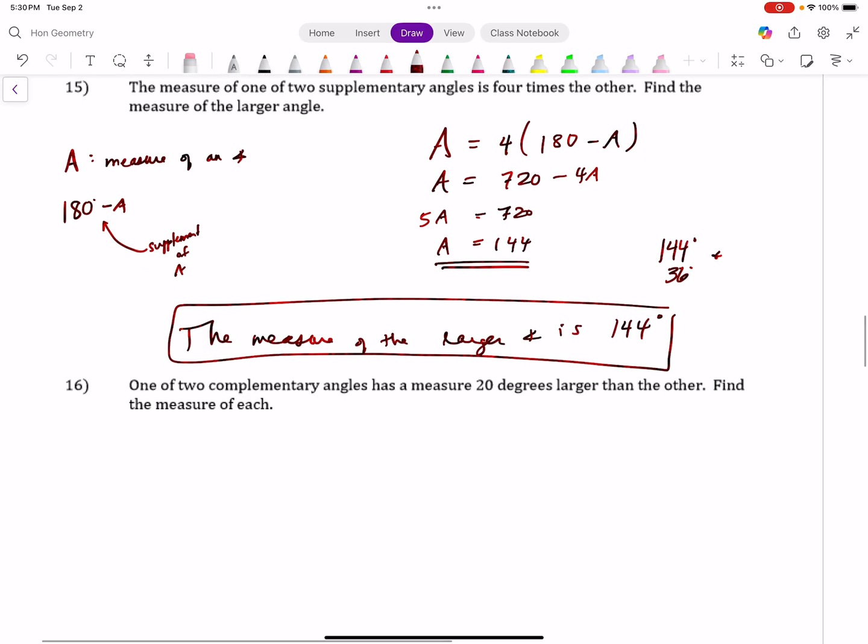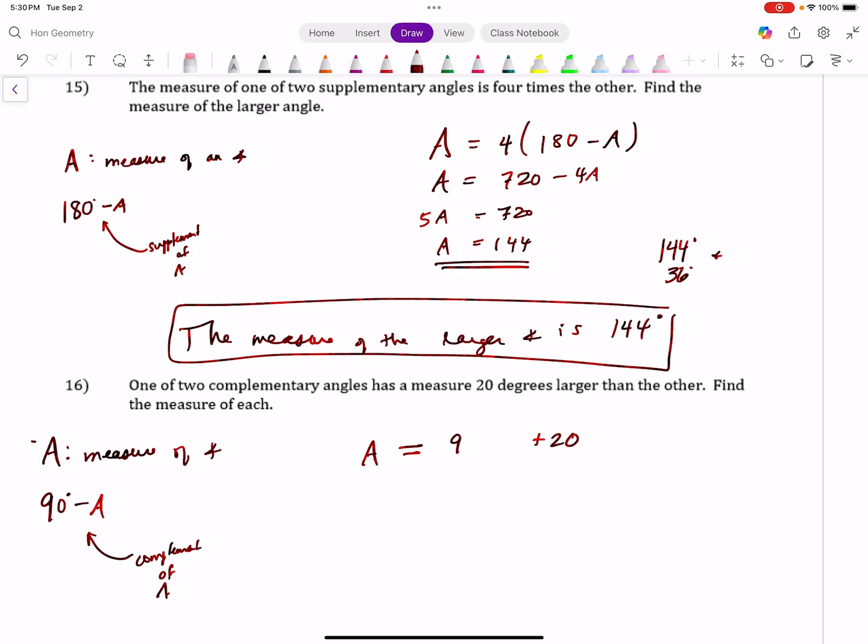All right, so this one of two complementary angles has a measure that's 20 degrees larger than the other. So let's say A is the measure of an angle. So its complement would be 90 minus A. So that's its complement. So complement of A. So one of those complementary angles, let's call it A, has a measure that's 20 degrees more than the other one, which would be this. So that gets me to here.